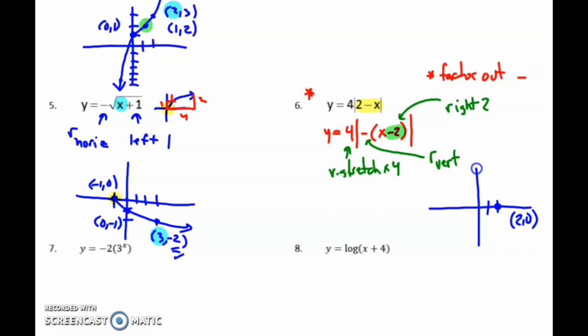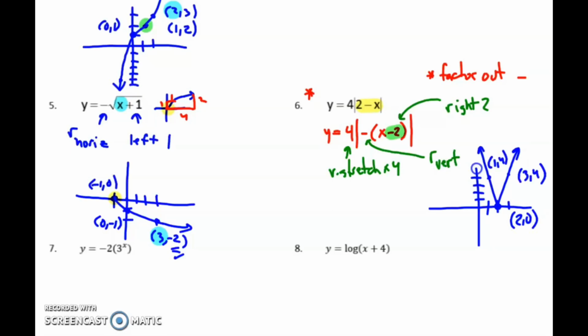So normally with our absolute value, we go out 1, up 1, out 2, up 2. But since our vertical stretch is 4, we're going to go out 1, up 4. So it's going to be a very narrow or steep V. So my key points, I've got 2, 0. I've got 1, 4. And I've got 3, 4.